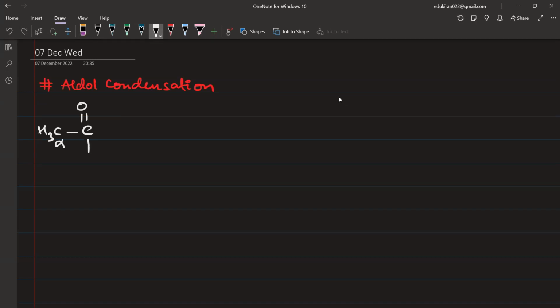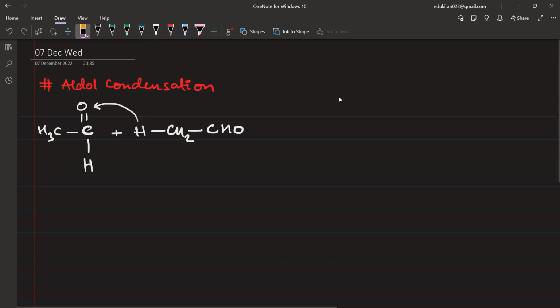For example, this is one molecule of acetaldehyde, and then you make another molecule of acetaldehyde like this. Hydrogen, CH2 and then CHO. So first of all, you should know how to write the reactants in order to form the right product. Now what happens here? This hydrogen gets abstracted by this oxygen atom. This goes here, and the carbonyl carbon of one molecule and the alpha carbon of another molecule make a bond.